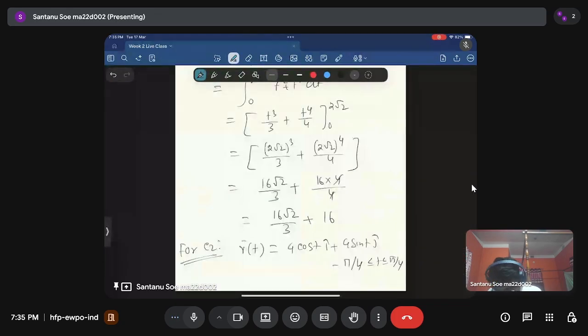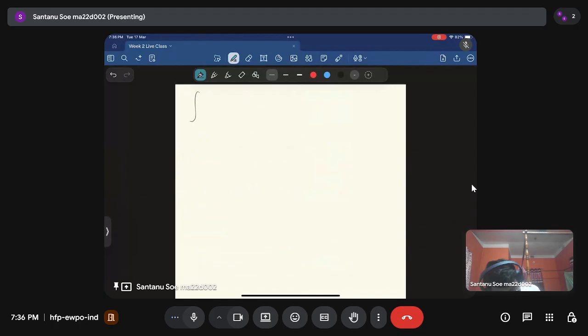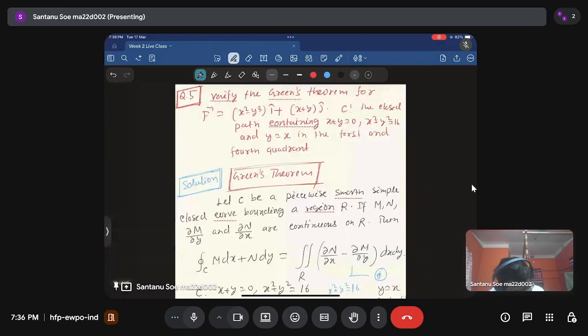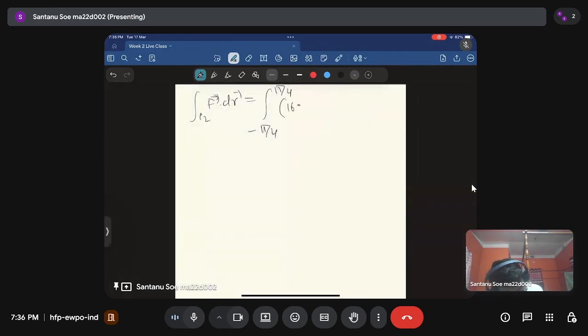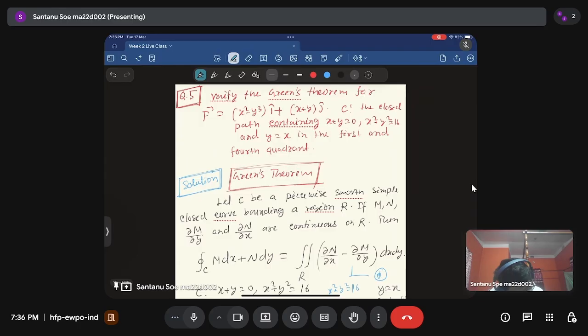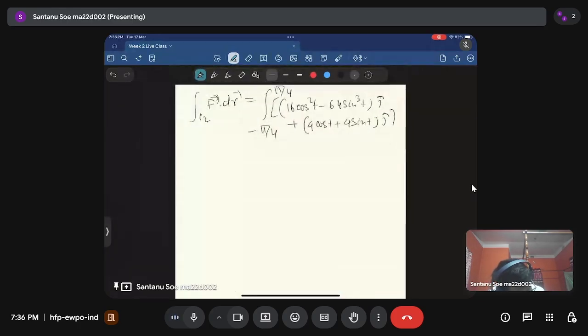So the integration over C2 of F dot dr equals the integral from minus pi by 4 to pi by 4, and then x squared minus y cubed: 16 cos squared t minus 64 sin cubed t, i cap, plus 4 cos t plus 4 sin t, j cap, and then dot product with minus 4 sin t dt i cap plus 4 cos t dt j cap, from minus pi by 4 to pi by 4.